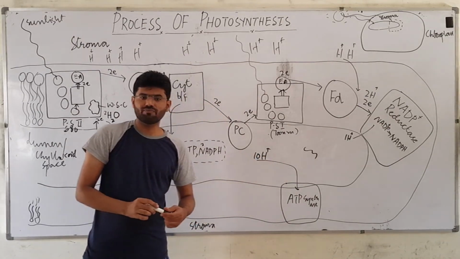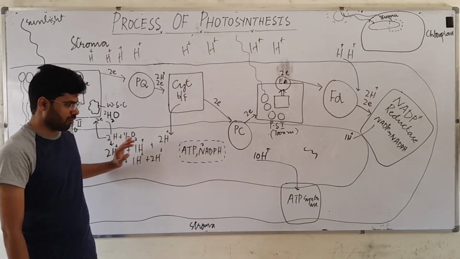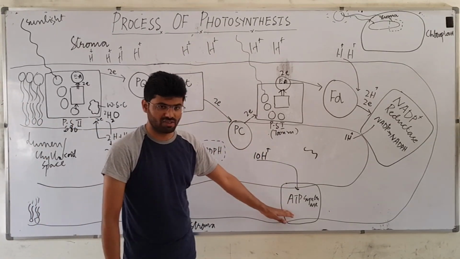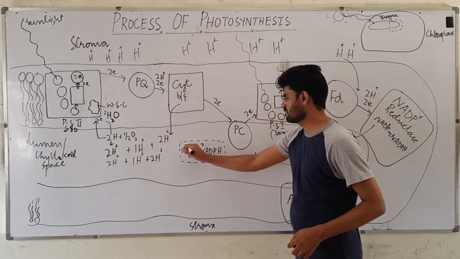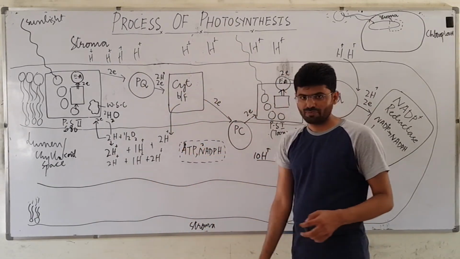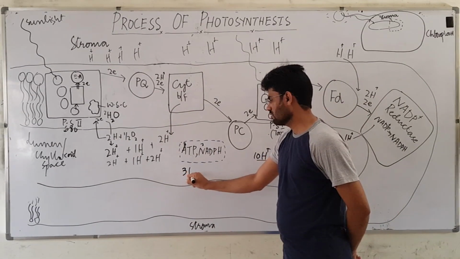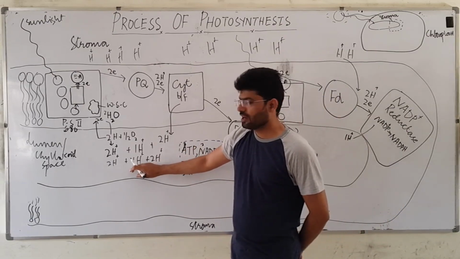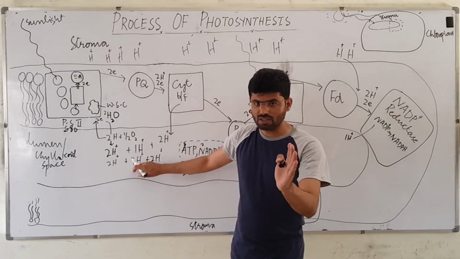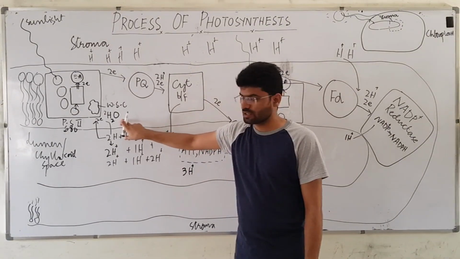The 10 protons will move from this lumen, or this thylakoid space, through ATP synthase, and they will yield the 3 ATPs, because one ATP is synthesized from 3 protons. Please remember, here there are 10 protons from the 2 water molecules.